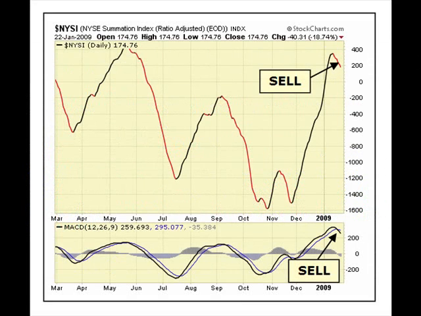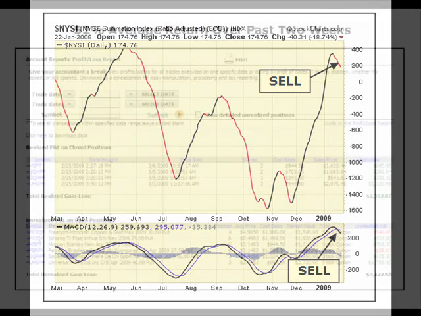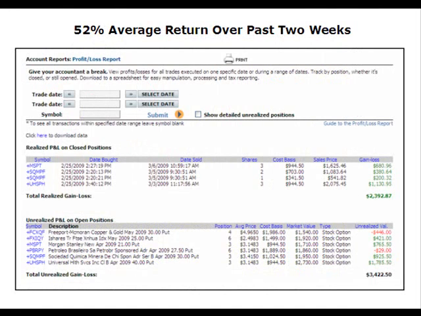The latest sell signal for the summation index MACD occurred in January. Now the market's been in a free fall since this sell signal. I purchased stock put options during this latest sell signal, which profit if their underlying stock goes down in price.